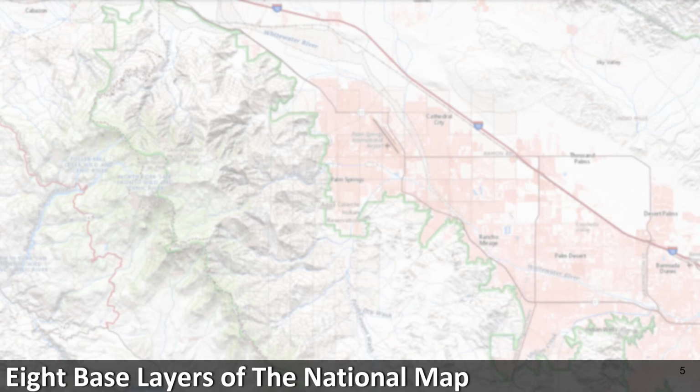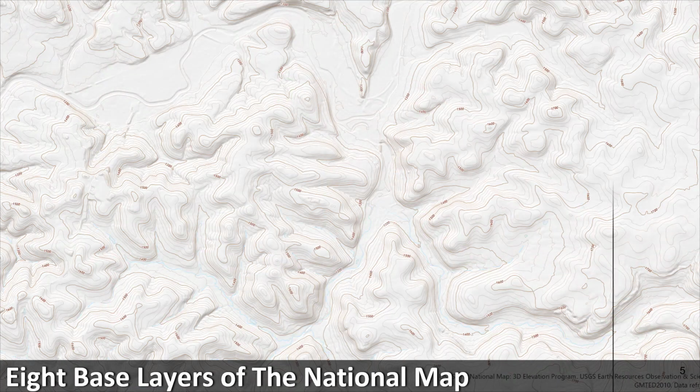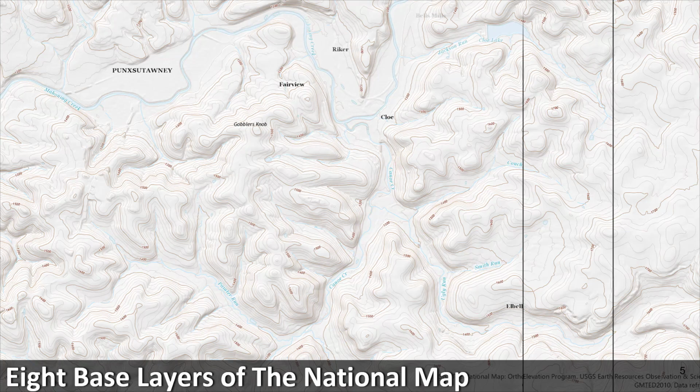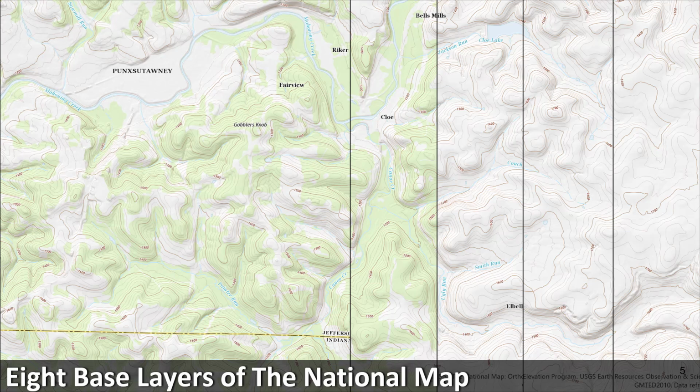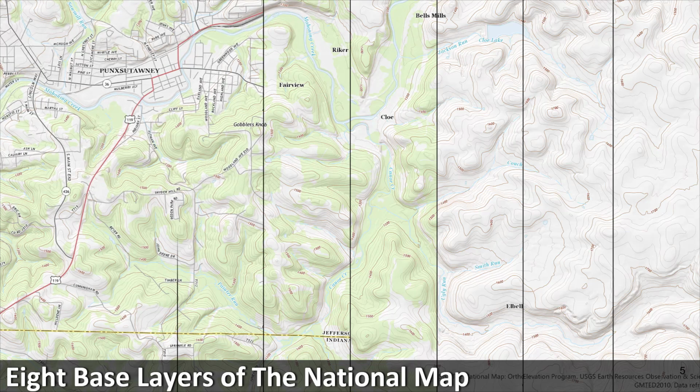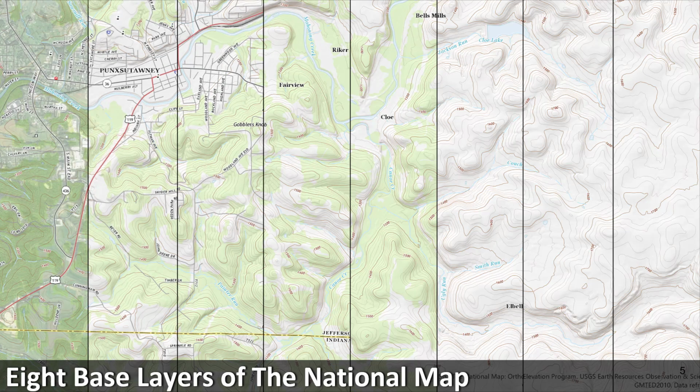The 8 base layers of the national map are elevation, hydrography, geographic names, land cover, boundaries, transportation, structures, and orthoimagery. The National Map Initiative aims to provide accurate, timely, and consistent data within each of these 8 layers for the conterminous United States, Alaska, Hawaii, and the U.S. territories. Let us begin discussing these layers in detail, beginning with elevation.